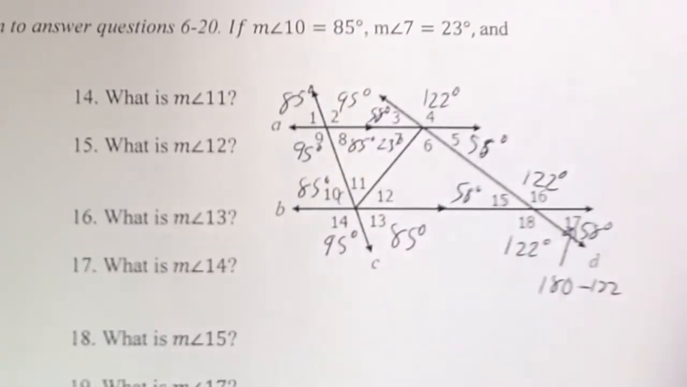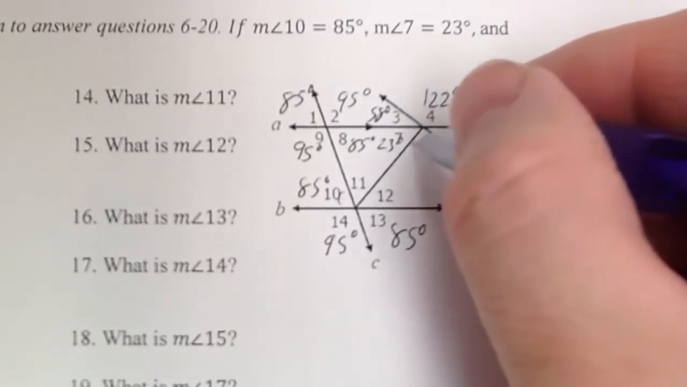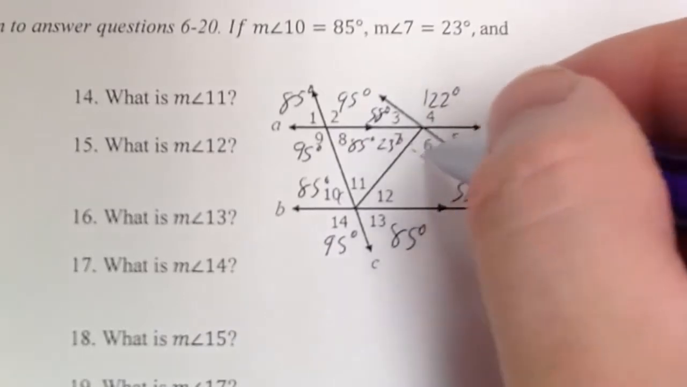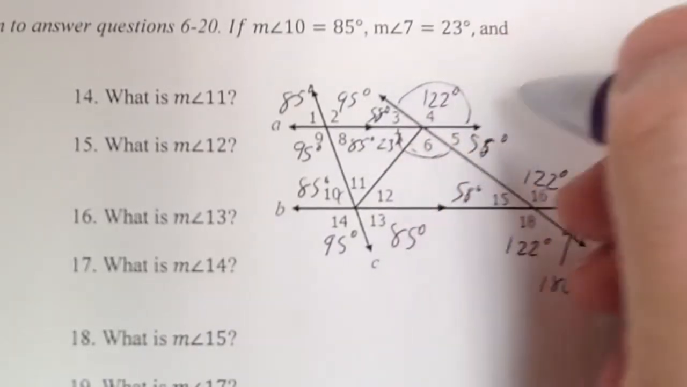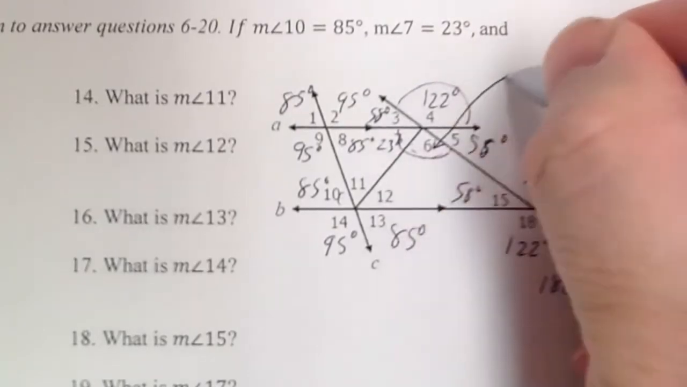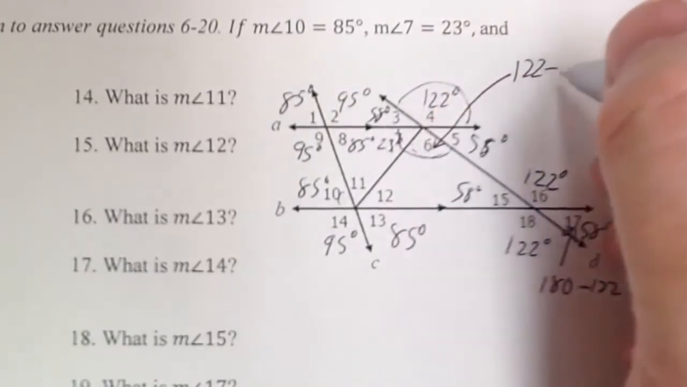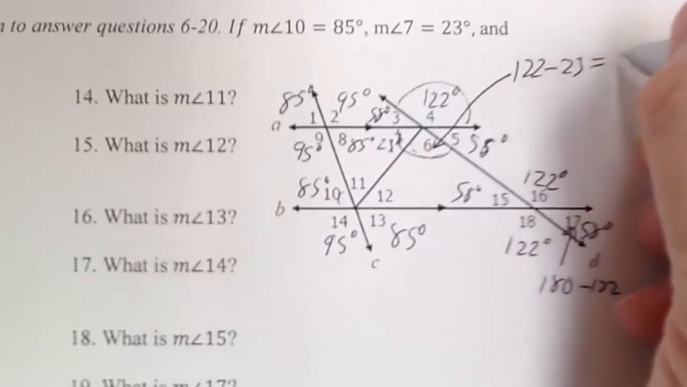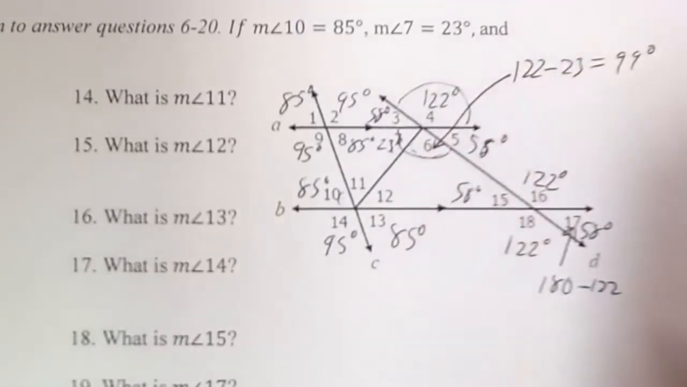We got 3 more angles to go. Okay, so since this angle right here, since these two angles would be congruent with the 122, I can say that angle 6 is 122 minus whatever 23 is subtracted from that. So in this case, it's going to be 99 degrees. So angle 6 is 99 degrees.